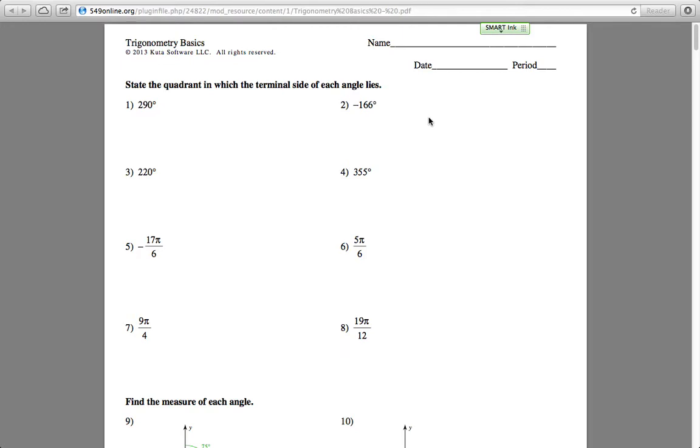All right, state the quadrant in which the terminal side of each angle lies. So the best way to go about 1 through 8 is just to sketch or think about where that angle is going to be. A lot of people like to sketch it.